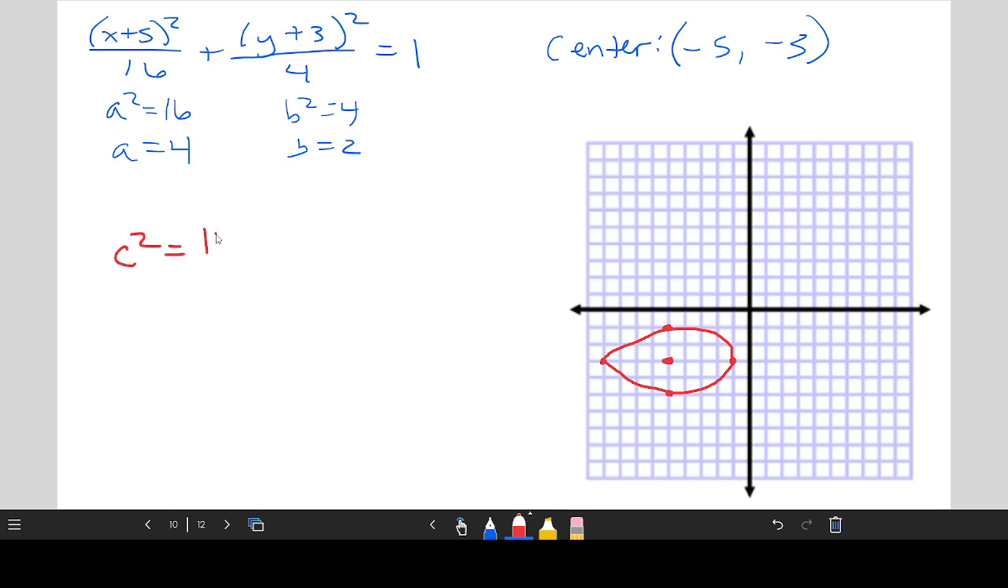C squared is a squared minus b squared. So c squared is 12. C is the square root of 12, which is about 3.5. So we're going about 3.5 units from the center to plot each focus, and we're going in the long direction always to plot each focus. So 1, 2, 3.5. They're going to be pretty close to the vertices.